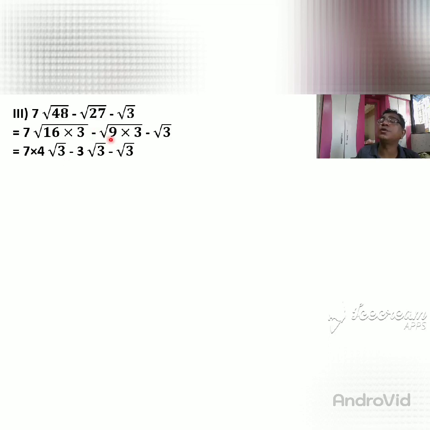Root 9. What is the square root of 9? The square root of 9 is 3. So I write here 3. So what remains in the root? See, this is the 9. The square root of 9 is what? 3. So it is written here 3. What remains inside the root? 3. So 3 root 3. The minus sign remains as it is. Then it is root 3, so I write here root 3.